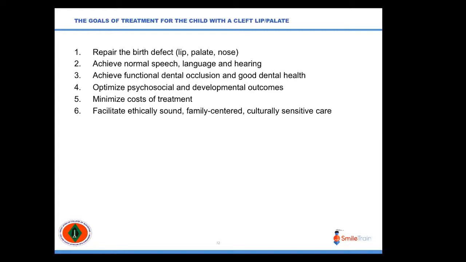We're going to talk more about this because the birth of a baby is supposed to be a thing of joy. But when your baby comes out with these defects, especially for those having their first babies, there is a lot of concern for these parents and also for the children that are born. So the psychosocial and developmental outcomes are very important. And when we do this in a comprehensive way like this, it minimizes the cost of treatment and also facilitates ethically sound, family-centered, and culturally sensitive care. So these should be the goals of the treatment for a child with a cleft lip and palate.